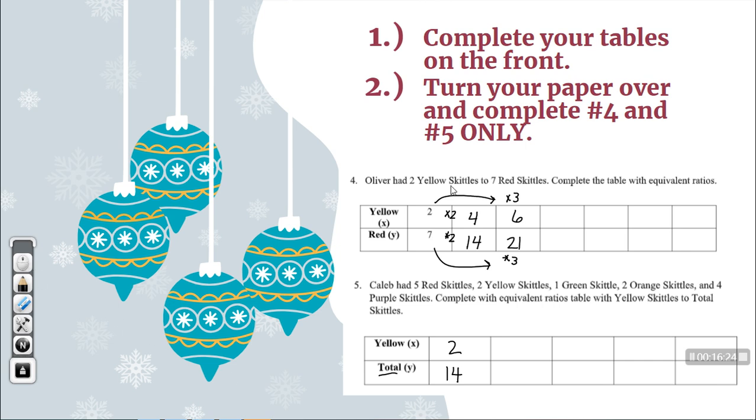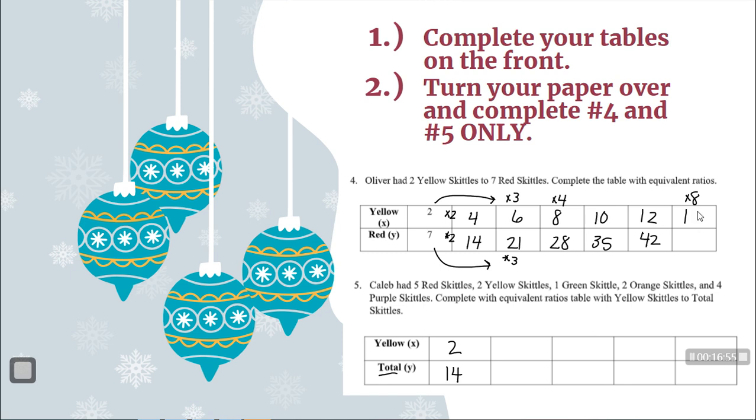Right, so if you kept going by my pattern, up here in the top, you could have multiplied by 4 next, and you would have gotten 2 times 4 is 8, and 7 times 4 is 28, and then times 5 would have been 10 and 35. And then times 6 would be 12, and then 42. And then 2 times 7 would be 14, and then 7 times 7 is 49. You could have multiplied by something different, so I don't know if you got the exact same as me.